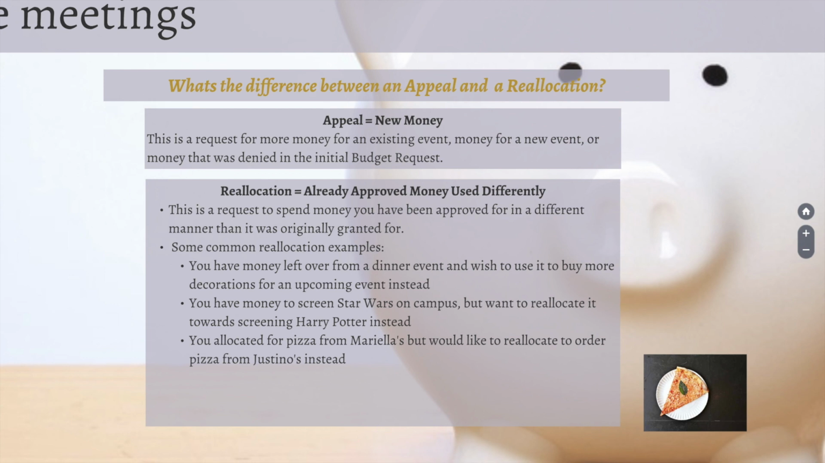Some common reallocation examples. If you have money left over from a dinner event and wish to use it to buy more decorations for an upcoming event instead. You have money to screen Star Wars on campus, but want to reallocate it towards screening Harry Potter instead. You allocated for pizza from Mariella's, but would like to reallocate it to order pizza from Justino's instead. Remember, if you'd like to use money in a way that is different in which it was originally approved for, you must reallocate through SABC.